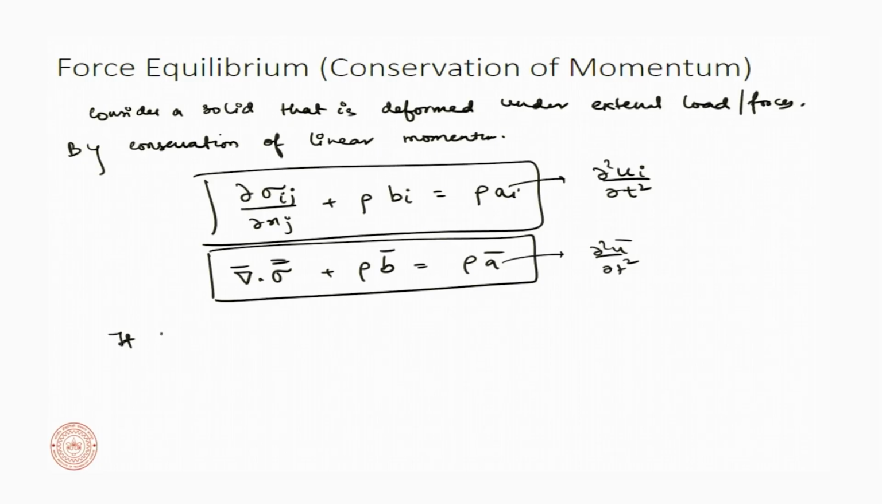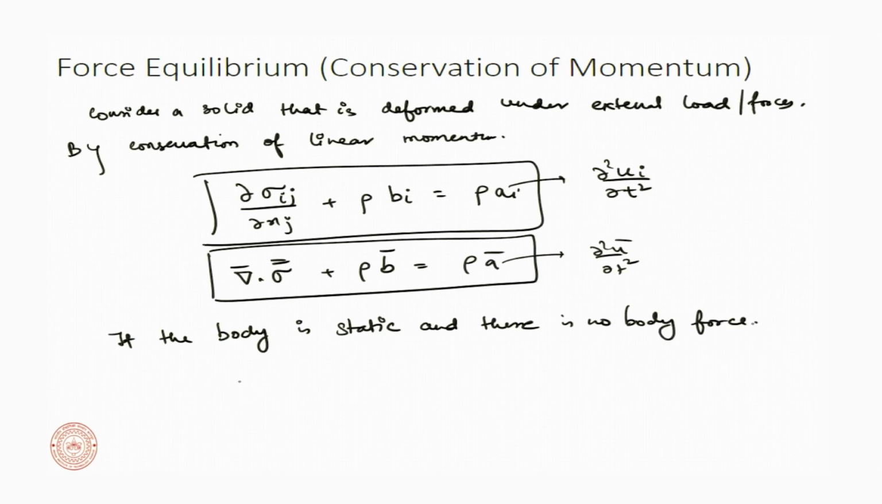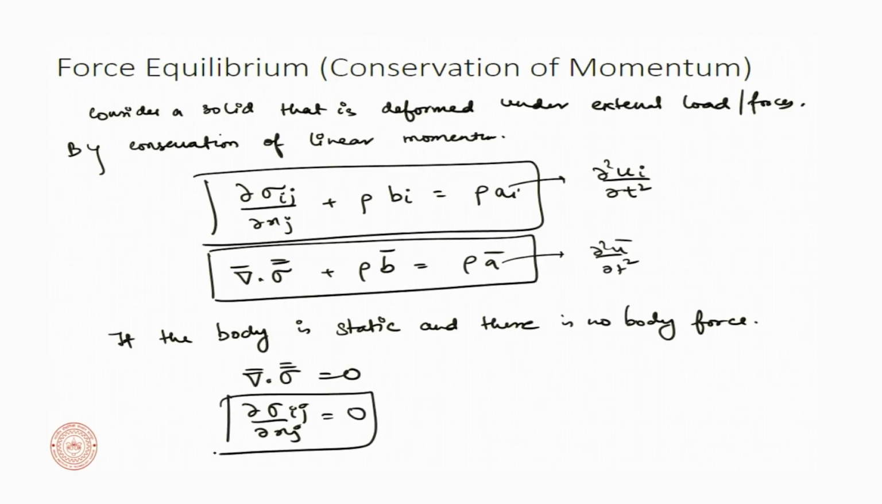If the body is static, that is, it is not moving, and there is no body force, in that case the divergence of the stress tensor is equal to 0, that is del sigma ij by del xj is equal to 0. Okay. So, this is the condition that we will take for our body, which is under static equilibrium. It is not displacing, so all the forces are balanced out, there is no net acceleration and there is no net body force, right. We will use this quite often when we will talk about membranes and deformed shape.